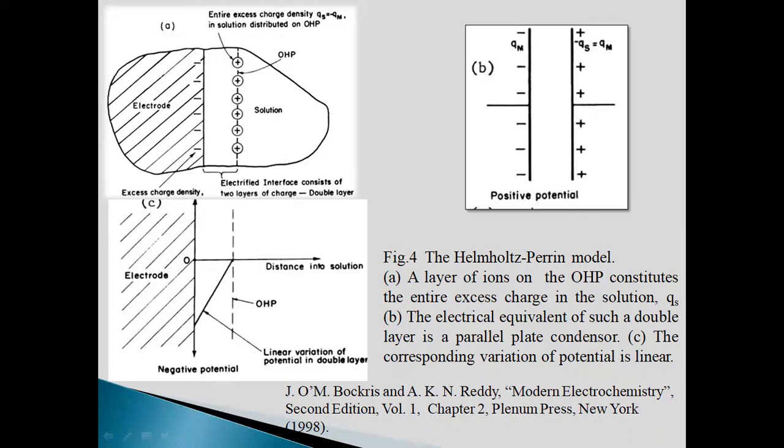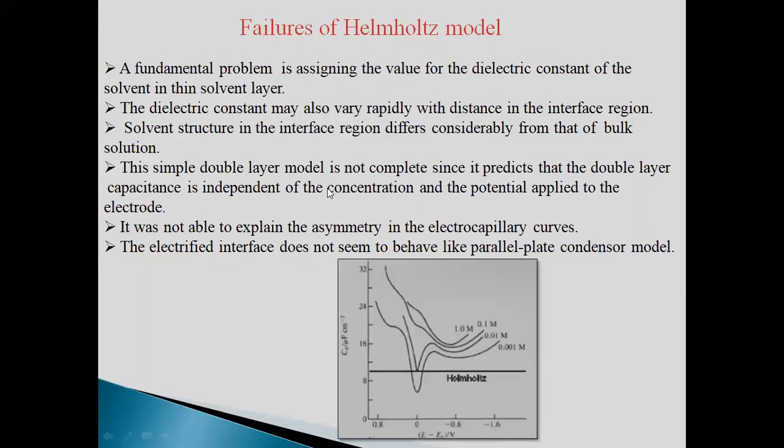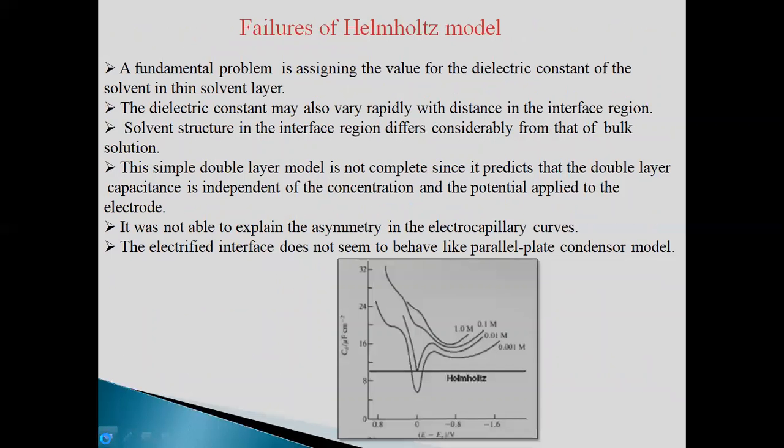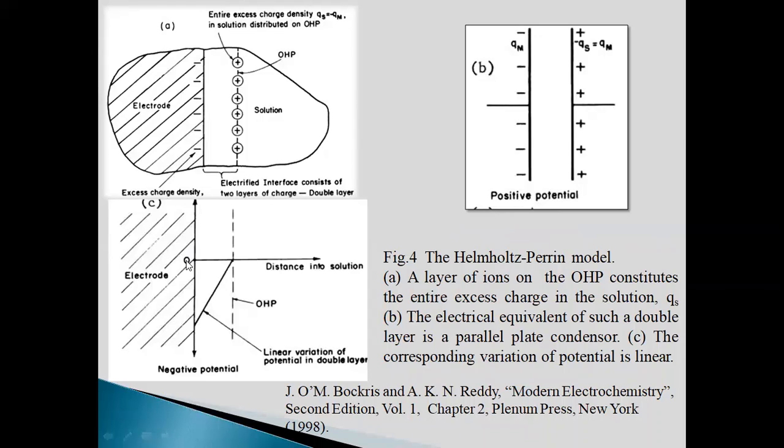And in this, the main reason for the failure of this model is due to the assignment of the value of the dielectric constant of the solvent in the solvent layer. As I was explaining this, in the Helmholtz model, as the charges are equal and opposite to the charges present in the solution, we can expect a linear decrease in the potential, as shown here.